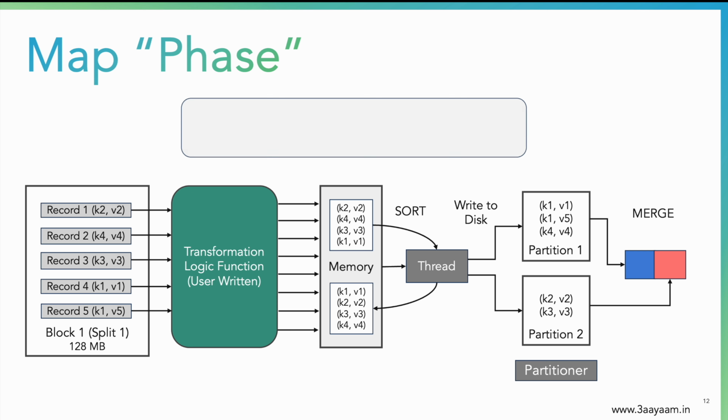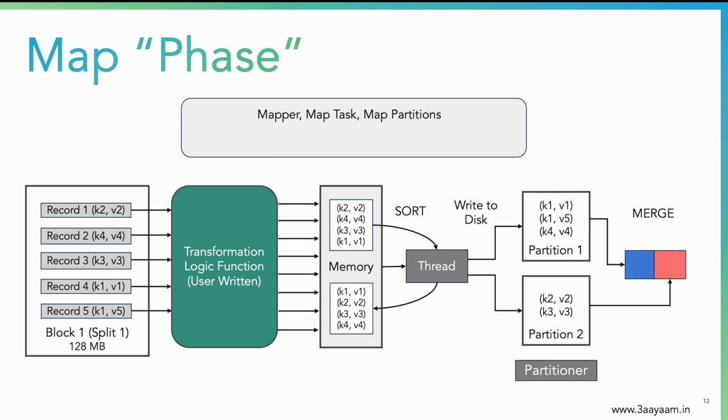And this map phase is called a map task, mapper, or map partitions. Now why map partitions? Because if you think about it, there are multiple partitions and the map phase runs on all those partitions. And what would map do?